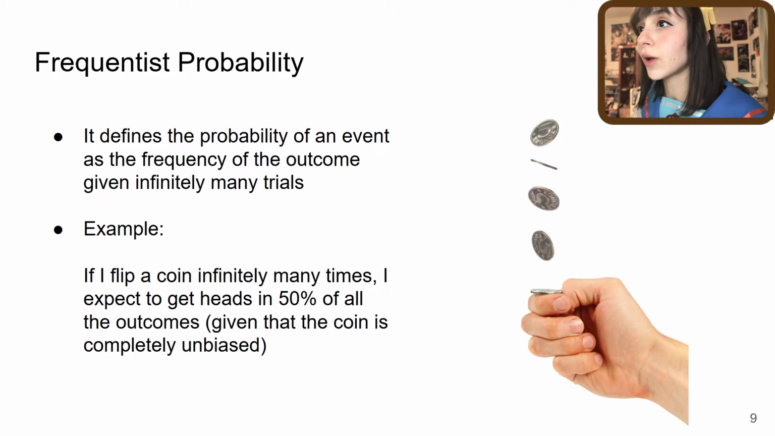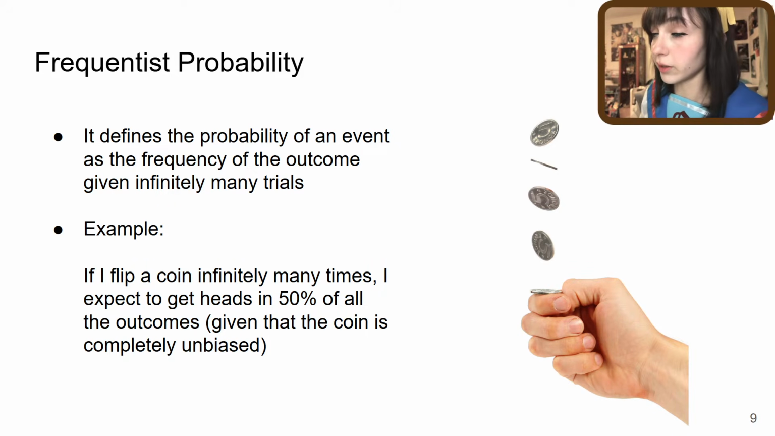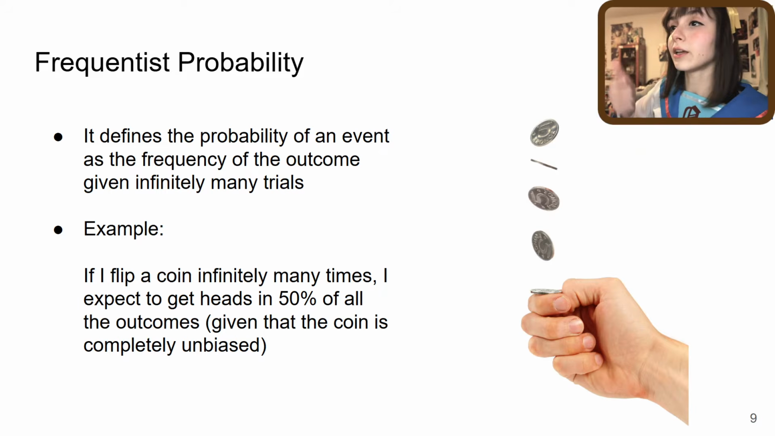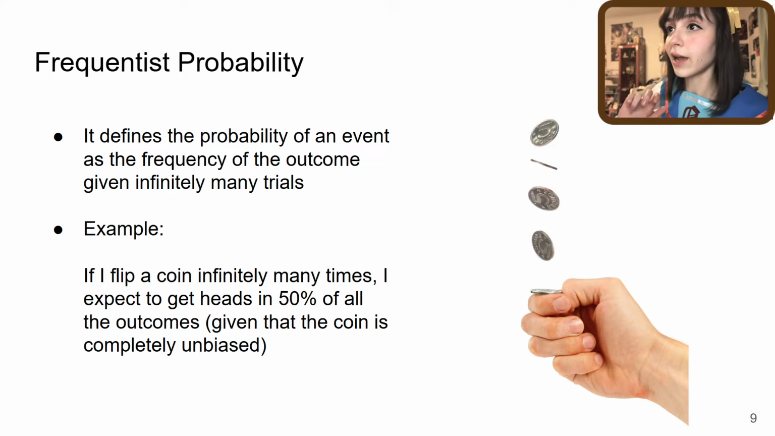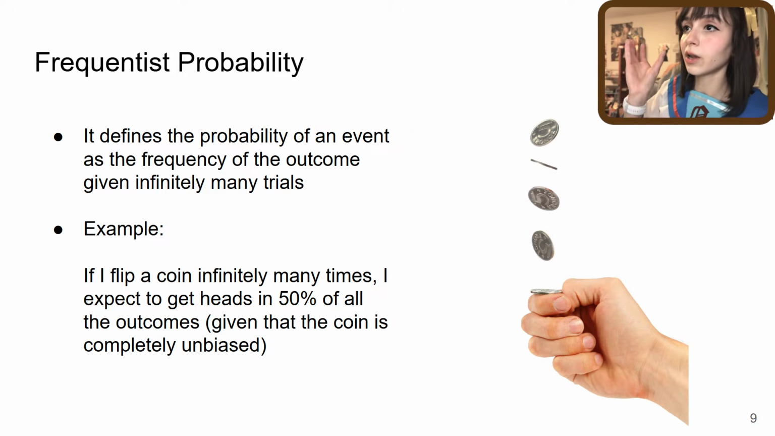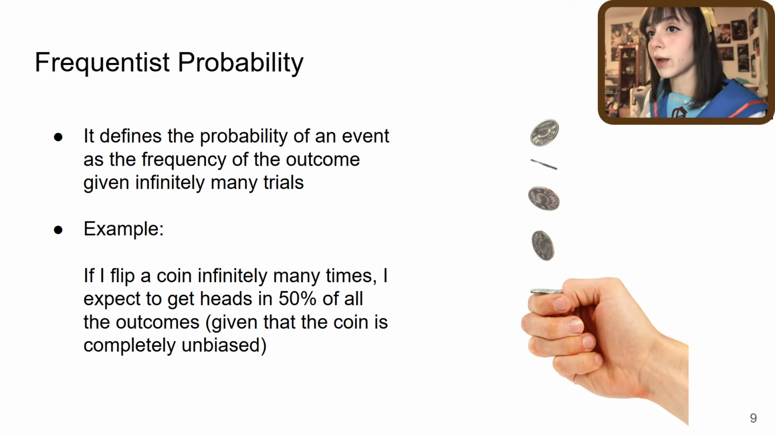So the example that is often cited is if I flip a coin that is not skewed towards heads or tails, it's completely unbiased. If I flip it infinitely many times, I expect that half of the times will be heads and half of the times will be tails. So this is a good example of what would be a frequentist probability interpretation.